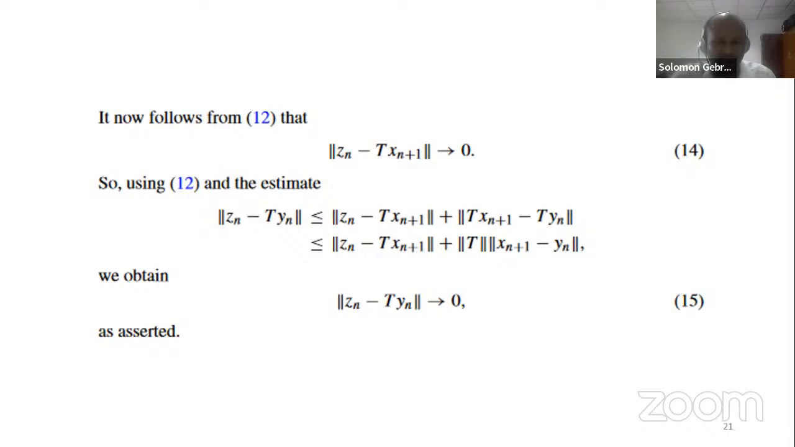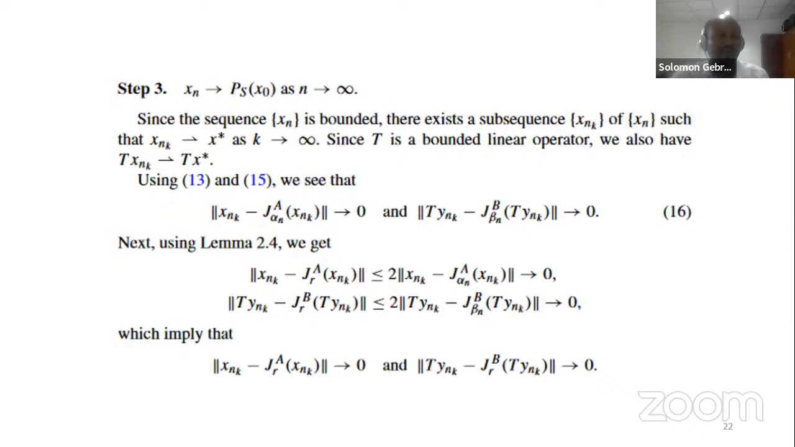So the third step is to show that xn goes to the projection of x0 onto S as n goes to infinity. To do so, we have to apply the concept of the boundedness of the set xn. Since xn is bounded, we can find a subsequence xnk of xn such that xnk converges weakly to x star as k goes to infinity. Since we know that T is a bounded linear operator, we can see that Txnk converges weakly to Tx star. Now we have shown that the norm of xn minus yn goes to 0.